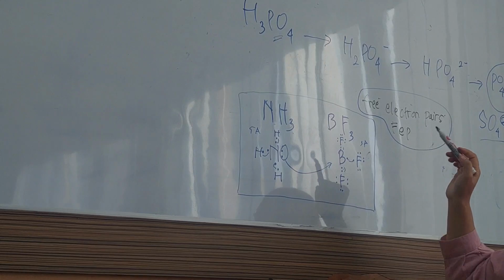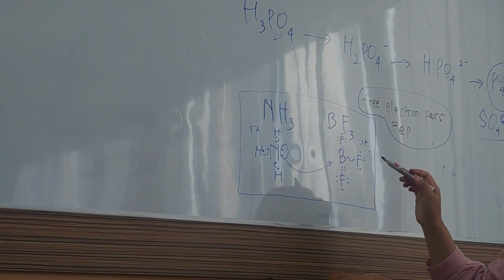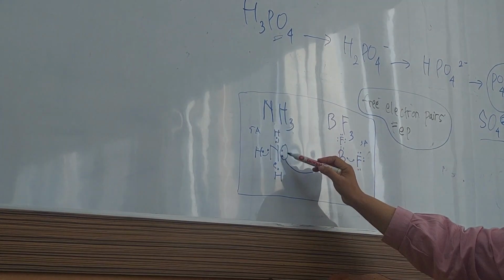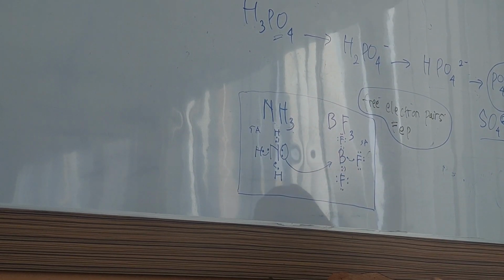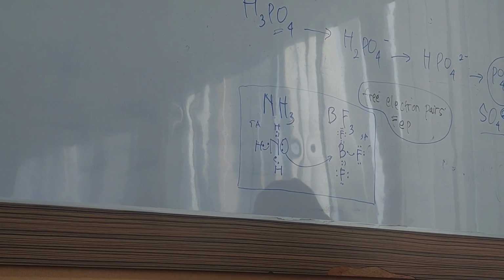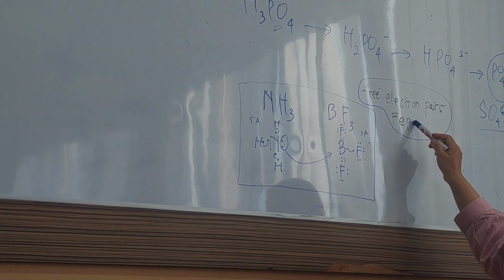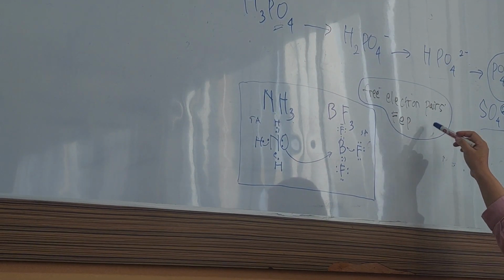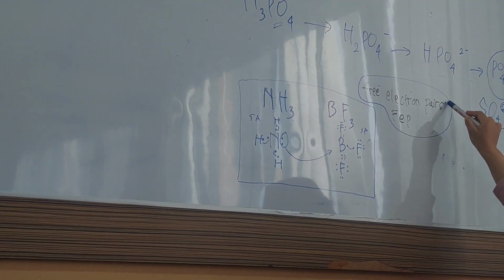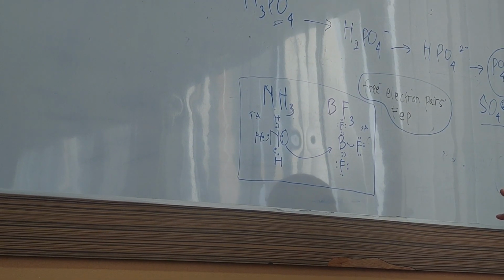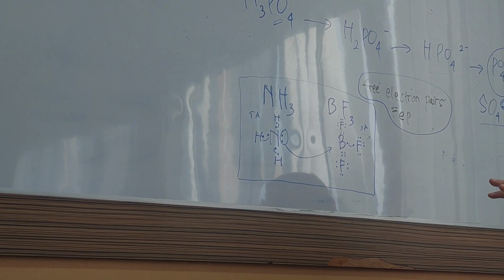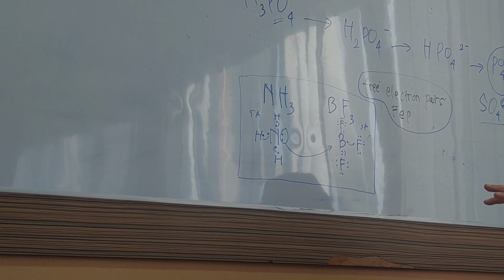So the compound that still has the free electron pairs is NH3, the N. We have 2 electrons free, no bond, jomblo.